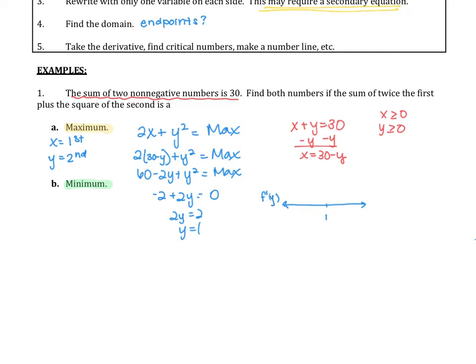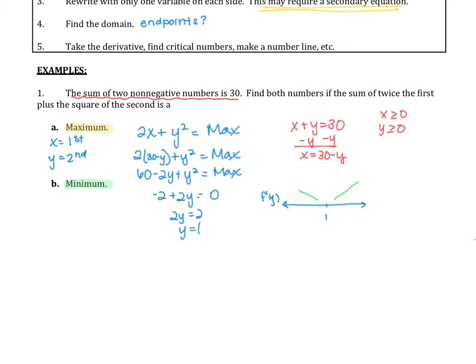And if we plug in a number less than 1 but greater than 0, something like a half, into negative 2 plus 2y, we will see that we get a negative number. And if we plug in something like 2, 3, 5, anything else, I get a positive number.